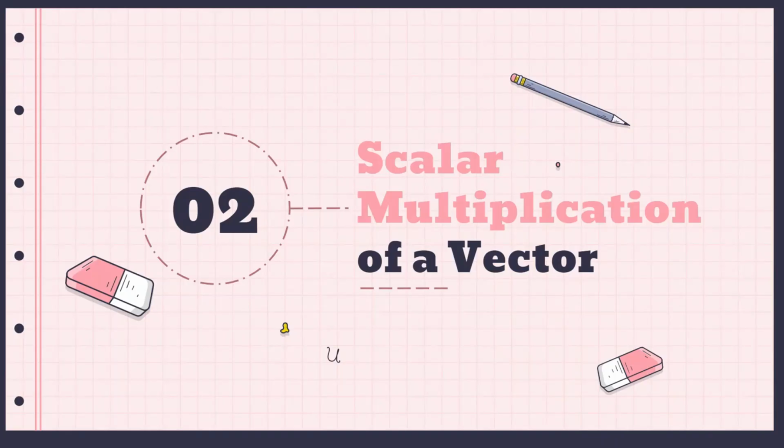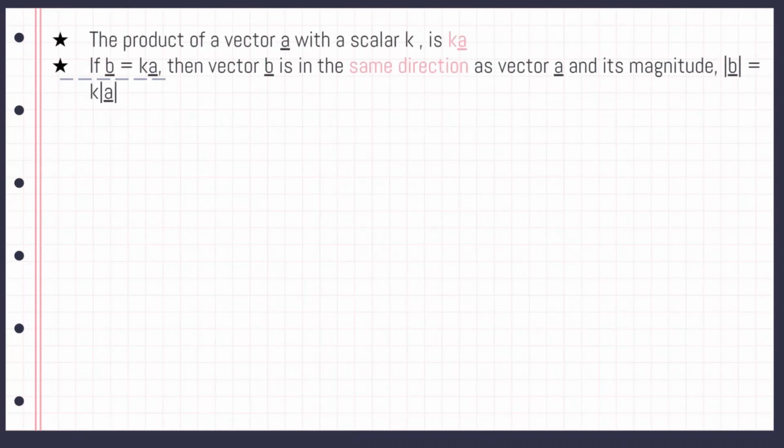Next, we are going to talk about scalar multiplication of a vector. The product of a vector A with a scalar k is kA. If B equals kA, then vector B is in the same direction as vector A provided that k is a positive number, and its magnitude, the absolute value of B, is equal to k times the absolute value of A.